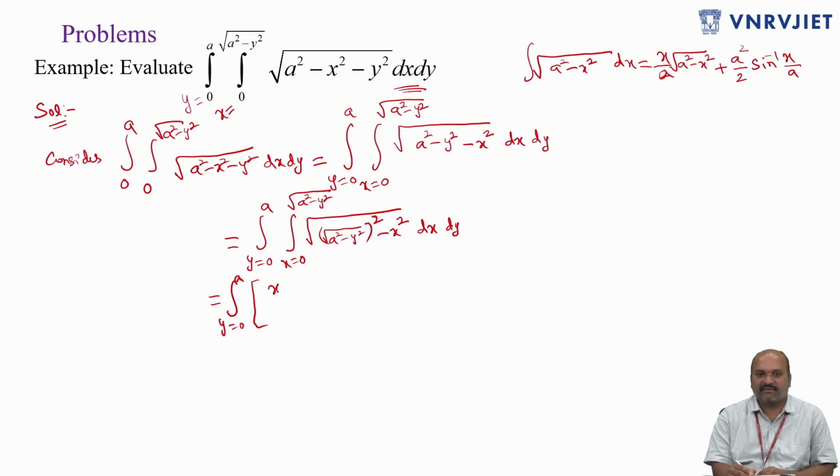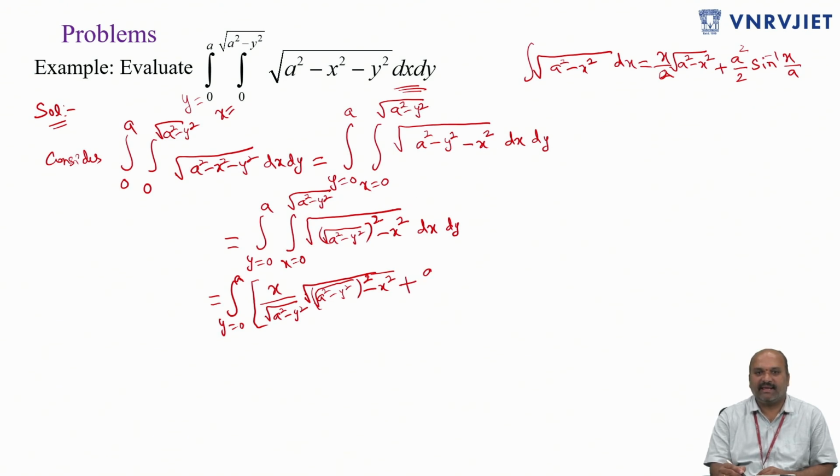x by a means x divided by a. What is a? a is root over a square minus y square, into root over a square minus x square. Root over a square, a square means instead of a square we have this one now. So it is (a square minus y square) whole square minus x square plus a square by 2.